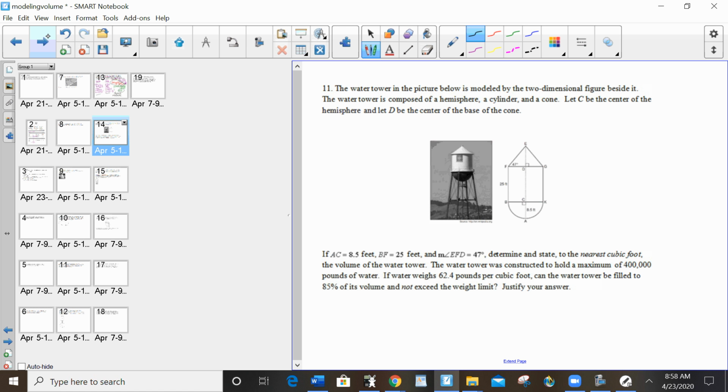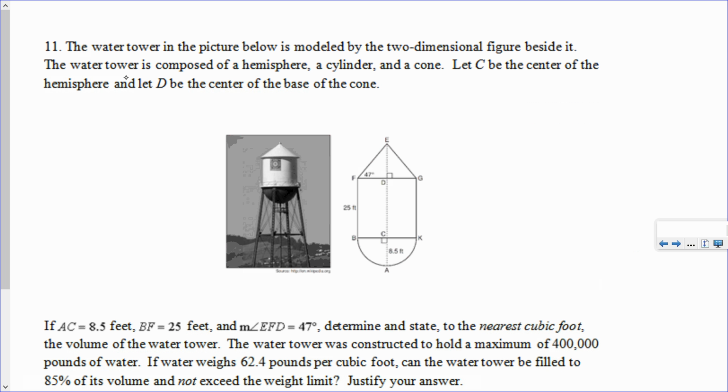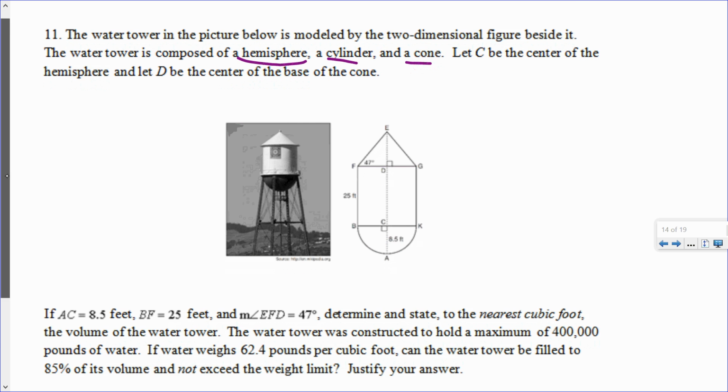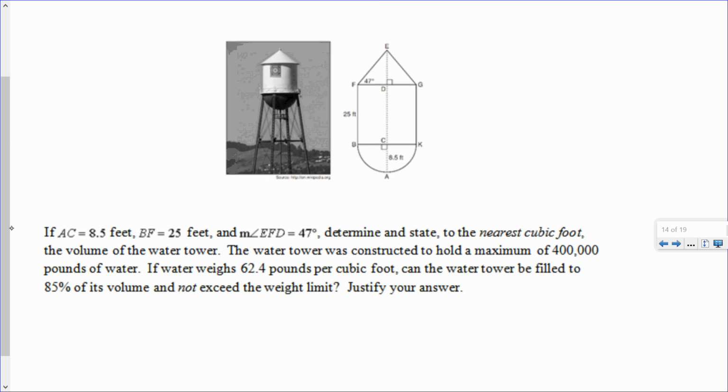The water tower, let's start with purple again. The water tower in the picture below is modeled by the 2-dimensional figure beside it. The water tower is composed of a hemisphere, so it's telling you the shapes, a cylinder and a cone. Let C be the center of the hemisphere and D be the center of the base of the cone. It's giving me some dimensions, 8.5, 25. It's telling me an angle is 47 degrees. Determine, and state to the nearest cubic foot, the volume of the water tower.